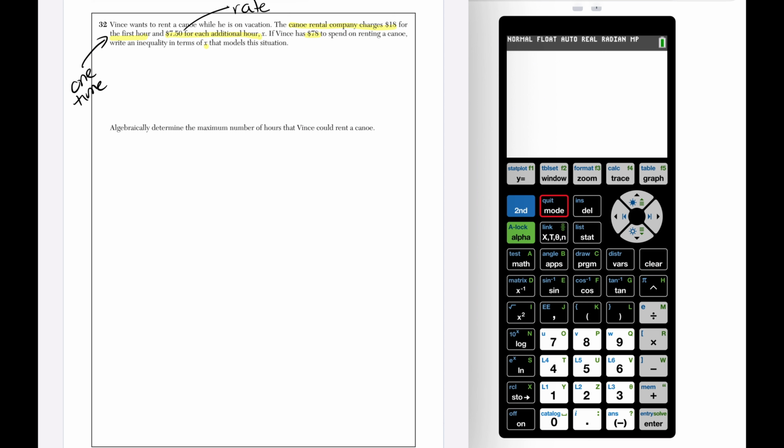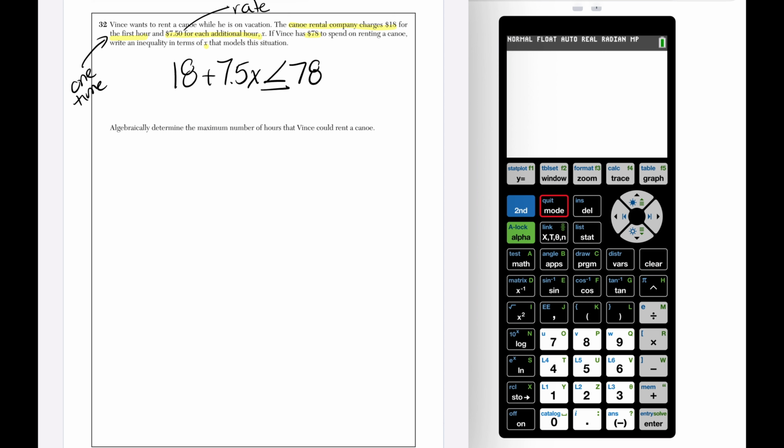Okay, so I need an inequality for this. So I know he definitely has $78 to spend. Can he spend more or less than 78? He can be exactly 78, but he can't spend more than 78. So whatever I write on this side, it has to be less than or equal to 78. So that's the first part. Okay, so we know he pays $18 for the first hour, and then after that, he pays $7.50 for each additional hour. So I'm going to write it in that way where x is equal to the number of hours.